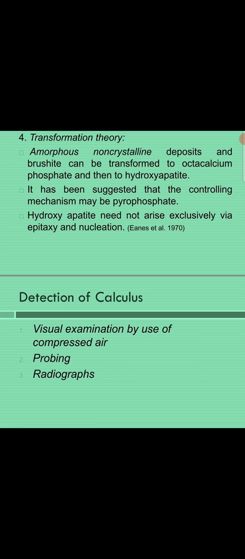In visual examination, we use compressed air, like in the dental unit. We place it on the gingival crevice, which retracts the gingival crevice and makes the subgingival calculus visible, because the gingival crevice is separated from the teeth, and the subgingival calculus below will be visible. This is done with the dental two-way syringe or three-way syringe in the dental unit. Second is probing.